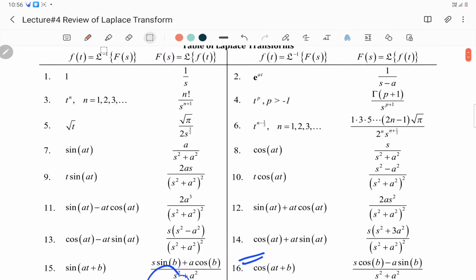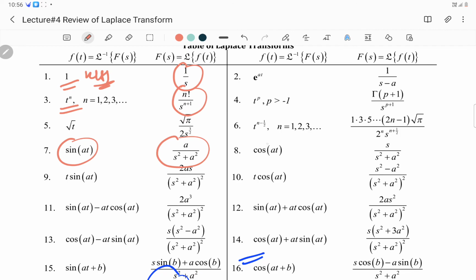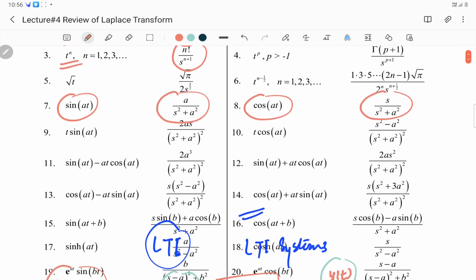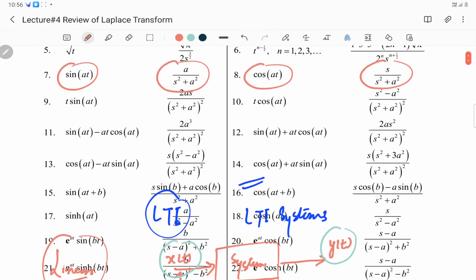Laplace of 1, as can be seen, is 1 upon s. 1 is your unit step, basically u(t). Laplace of t to the power n is n factorial divided by s to the power n plus 1. Laplace of sin at is a by s squared plus a squared. Laplace of cos at is s by s squared plus a squared. This is what you have done in your mathematics. For practice, you can again solve these functions. So that's all we have for the day. Good day.